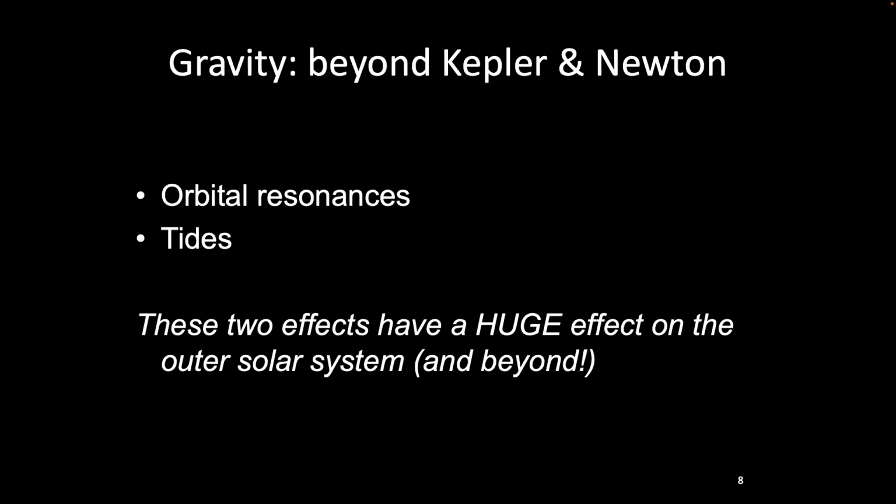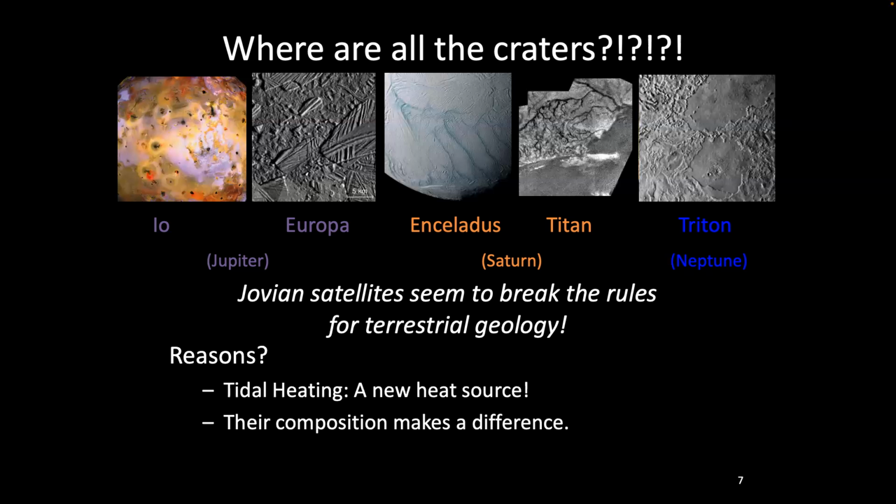Okay. Oops. Hold on, let's go back there. We're going to talk about something called tidal heating. It's a new heat source. And as we said, the composition is really important here. When we say tidal heating, this does indeed refer to the tides, but it doesn't mean that there's necessarily oceans on each one of these. On Europa, what's called an olive wine? We'll get to that.